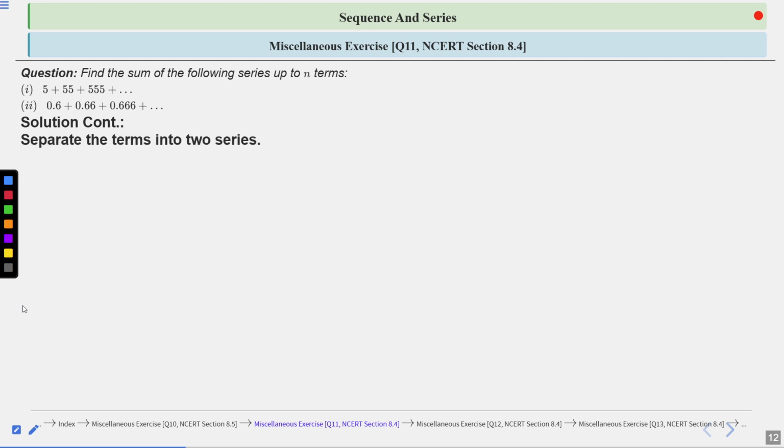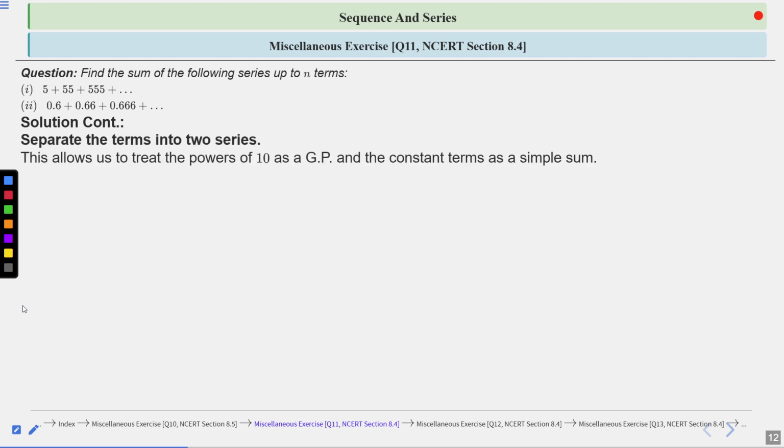Separate the terms into two series. This allows us to treat the power of 10 as a GP and the constant term as a simple sum, right? So finally Sn will be equal to 5 upon 9 times (10 plus 10 square plus 10 cube up to n terms) minus (1 plus 1 plus 1 up to n terms), right?